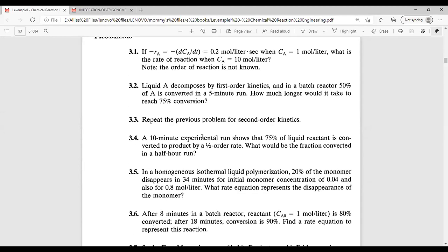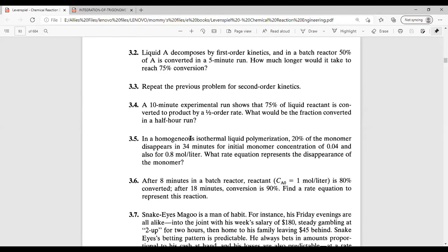Okay, we can try with this 3.2, 3.3, 3.4. Let me just check. Take a picture. Okay, let's go to our whiteboard. If it's 1:30, we transfer to the other link. Okay. 3.2.